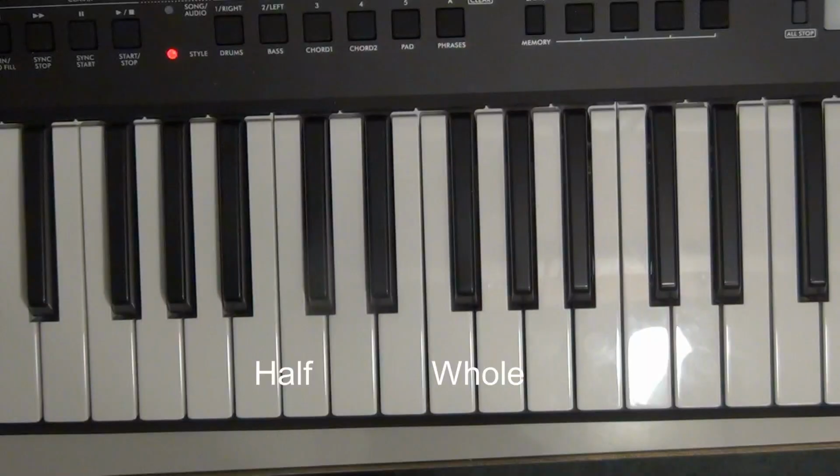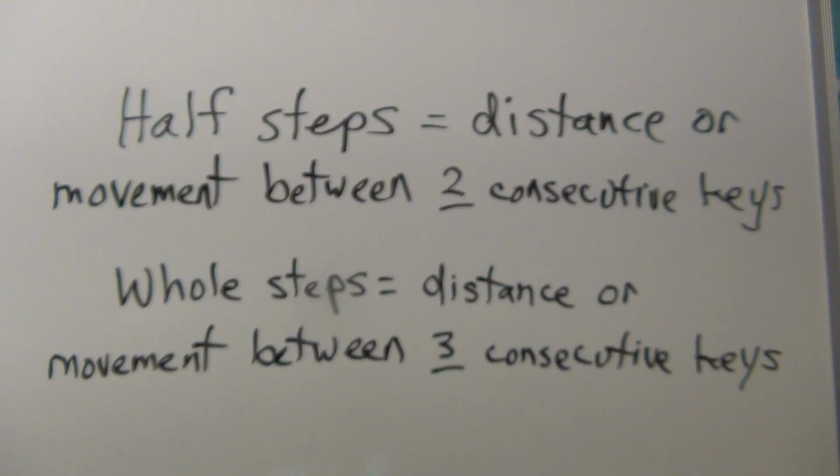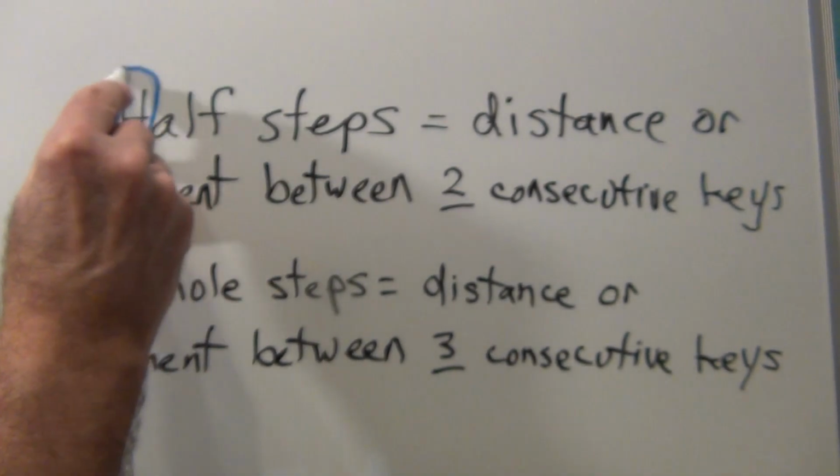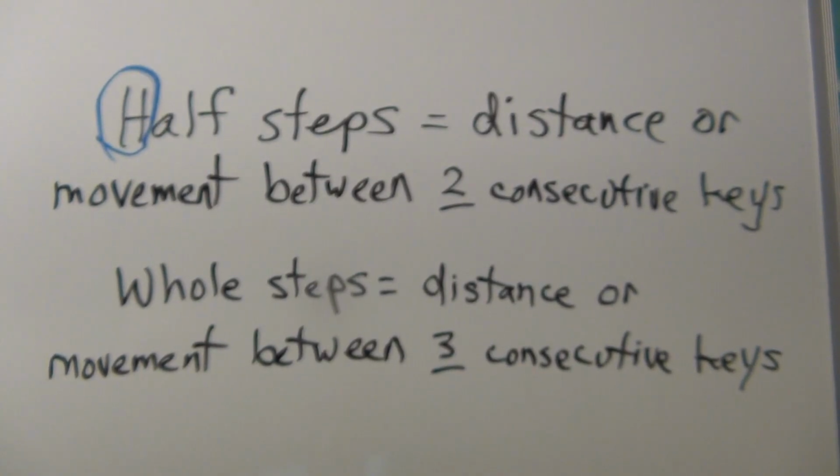Before we can build the scale, we have to understand intervals or distances between the keys on your piano. For now, we use half steps and whole steps. Half steps, which you will see as an H, represents the distance or movement between 2 consecutive keys, while whole steps, which is referred to by a W, is the distance or movement between 3 consecutive keys.